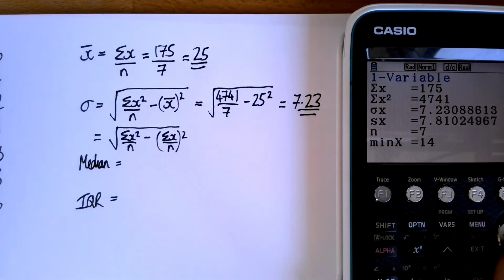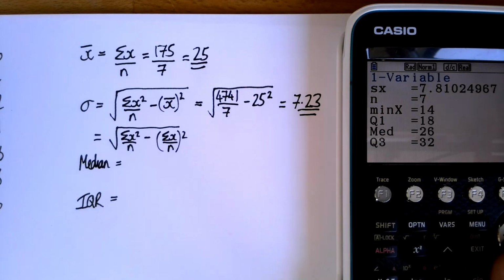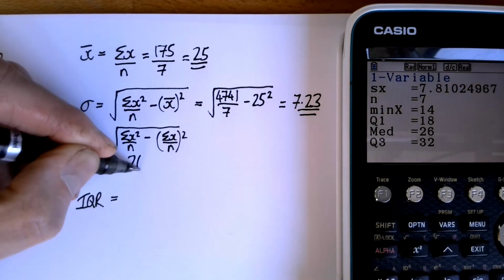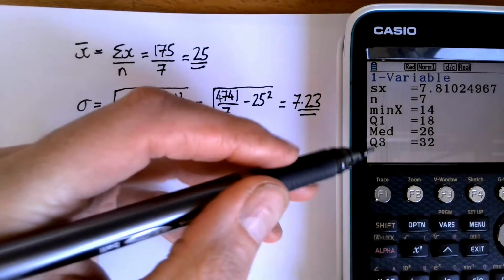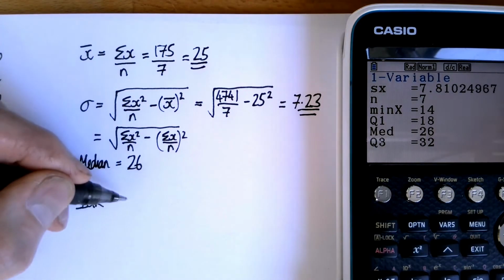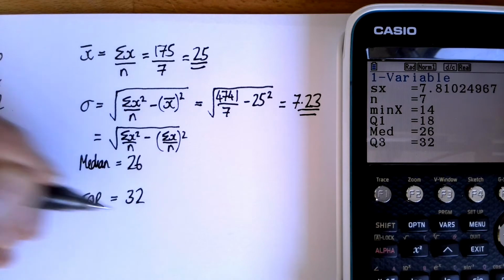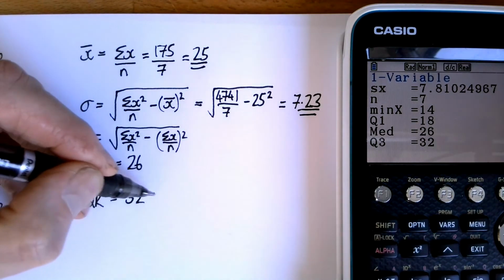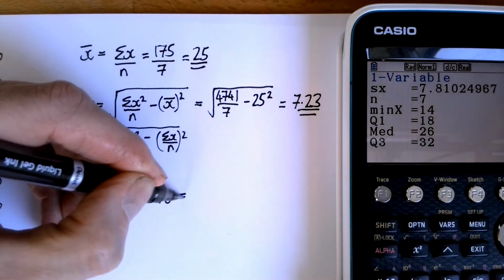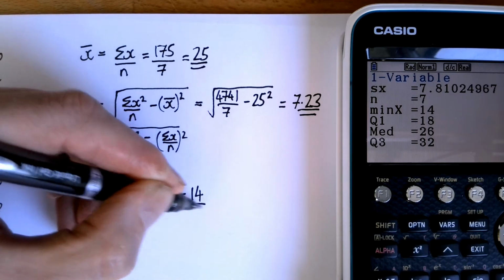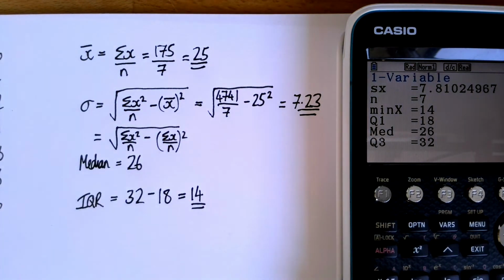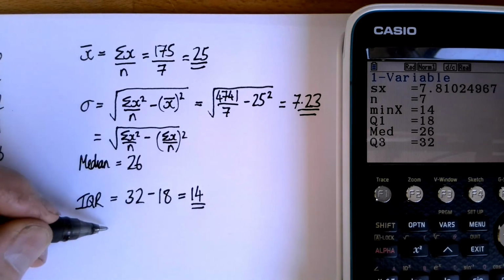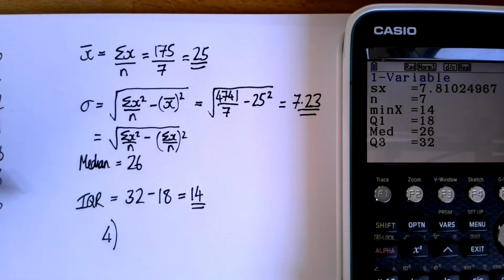Median, 26. Interquartile range is the upper quartile, which this calculator refers to as Q3, take away the lower quartile, Q1. And that is that. Could I get you to have a go at question 4 on that Maths Genie sheet, which I've put in the description? I'll see you in a minute.